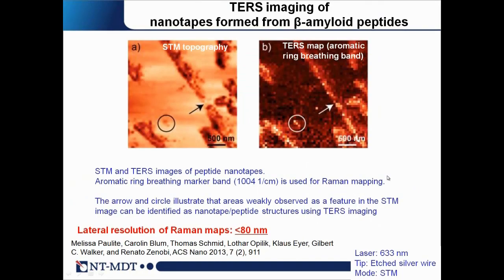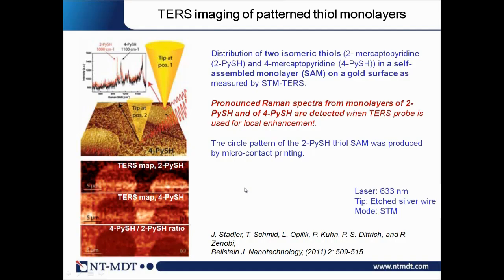Here is another example of TERS mapping of a weakly scattering biological object. These are amyloid peptide nanotapes. This is STM topography and high resolution TERS map, where the aromatic ring breathing band from the Raman fingerprint region is used for imaging. The major thing in this measurement is the sensitivity of the TERS technique, allowing us to see very weakly scattering objects. The resolution itself is also substantially beyond the diffraction limit and is about 80 nanometers.